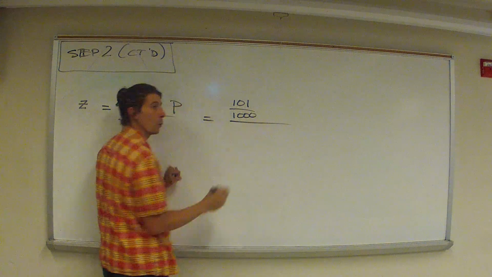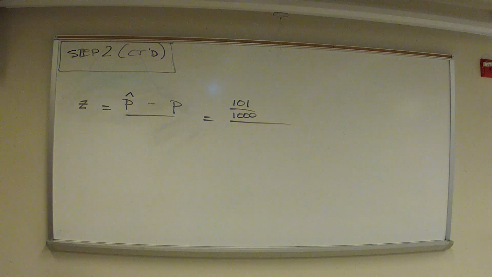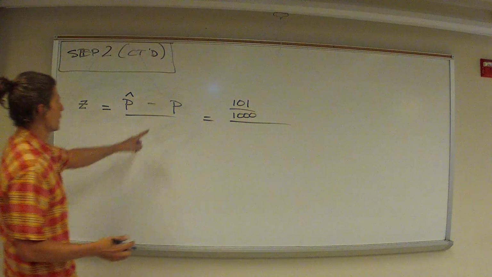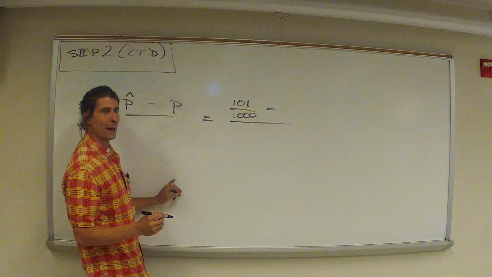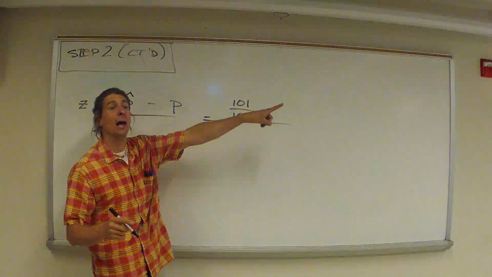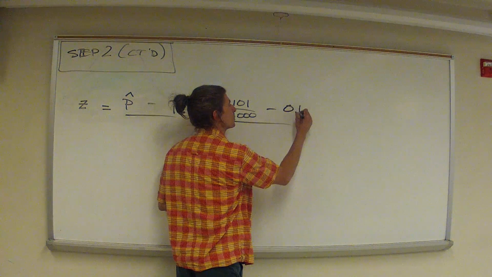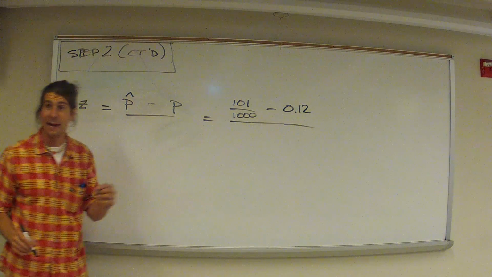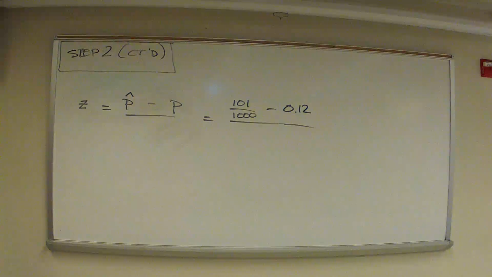1,000. That's what p hat was. You had 101 people get sick out of 1,000. What's little p for your assumed population? You got it, Alina. Look up at your null hypothesis. It's whatever value is in that null hypothesis. It's 12%. Right? It's 12%.